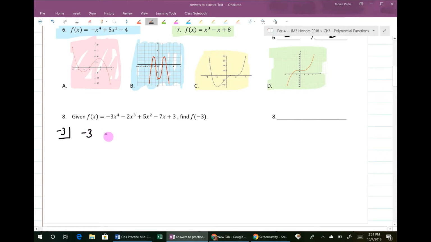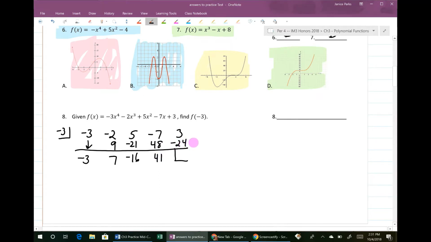Make sure you use all the coefficients and use any placeholders when necessary. This one doesn't need placeholders. So we have -3 times -3. We add on the way down, multiply on the way up. Add, multiply by -3. And -120. So f of -3 is equal to -120.